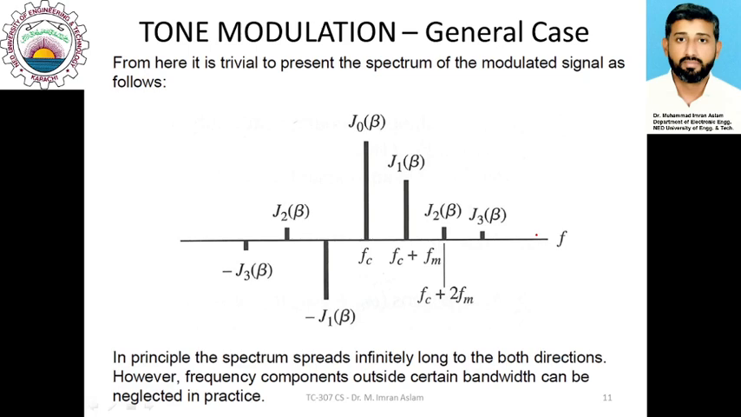So what we have discussed so far is that the spectrum of the FM and PM signal depends on the magnitudes of the Bessel function. In order to analyze the bandwidth of the FM and PM signal, we need to look at the number of significant spectral lines which are available in that spectrum.